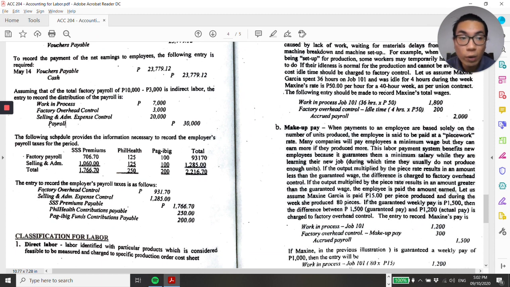Okay, so going back here, when it comes to recording of our employer's payroll taxes, we have the following entries. So first, given naman na yung factory payroll natin, ito yung i-incur. Selling and admin, ito yung i-incur na costs.